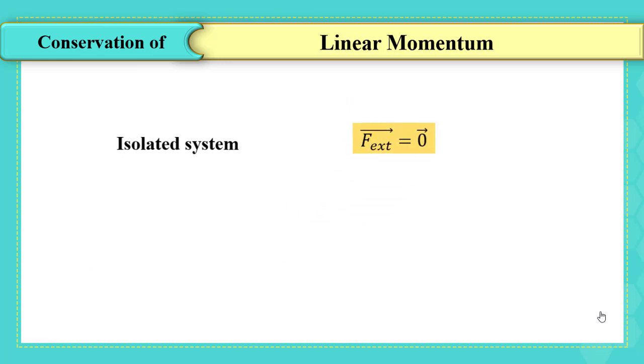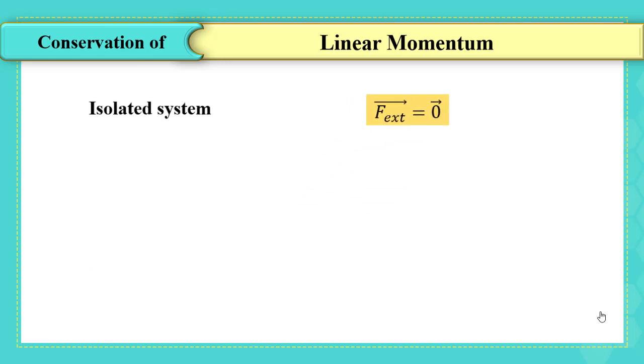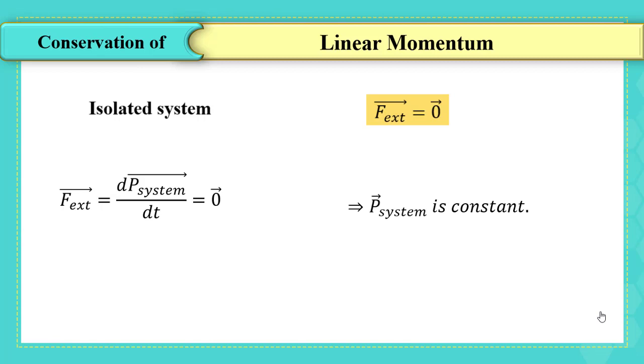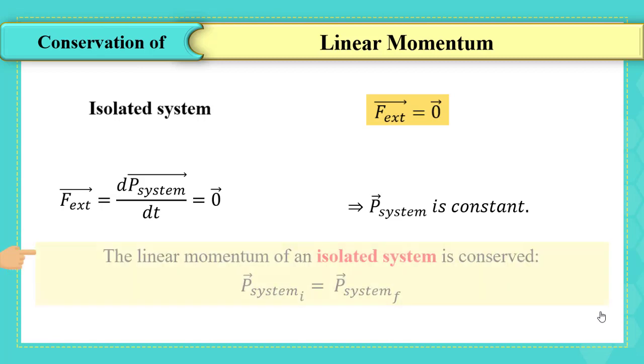For isolated systems where F external equals 0, we say that dp vector of the system by dt equals 0 vector. Thus, P vector is constant because the derivative of a constant is 0. Here we say the linear momentum of an isolated system is conserved. Thus, P vector of the system initial equals P vector of the system final.